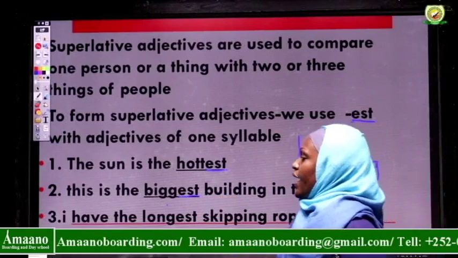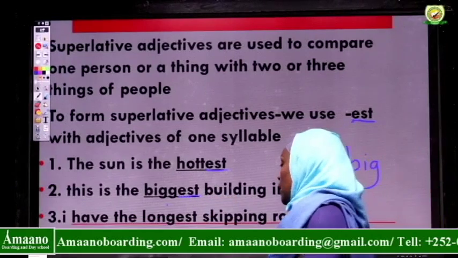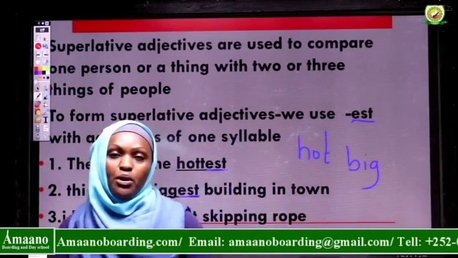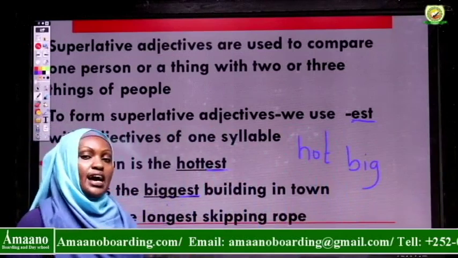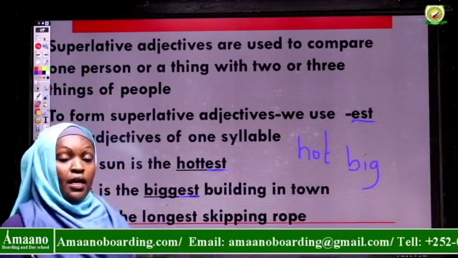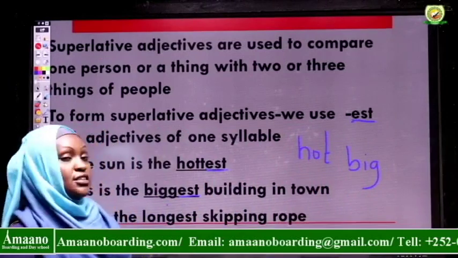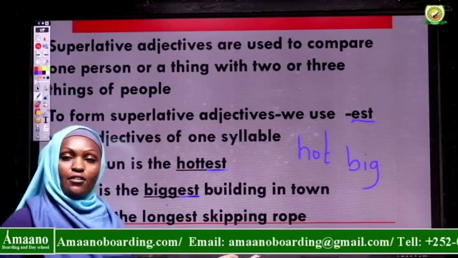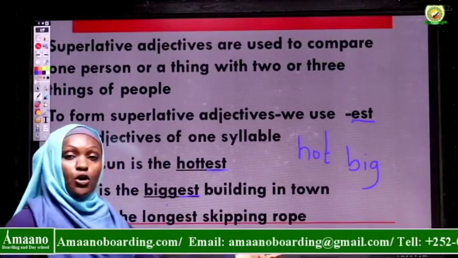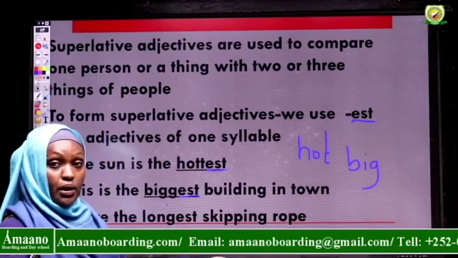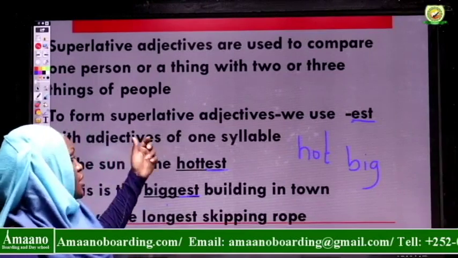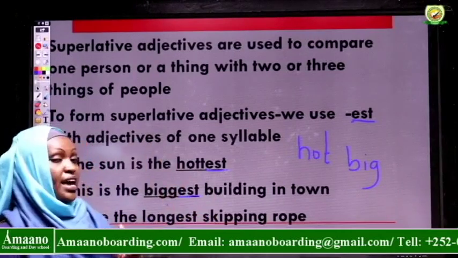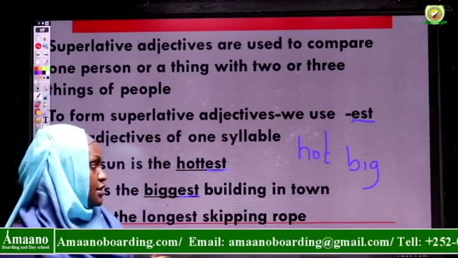Number 3, I have the longest skipping rope. If you are playing with your friends and everyone has a skipping rope, if you check around, you find that yours is the longest. So you will say, I have the longest skipping rope, comparing with other kids you're playing with. So this is how we form a superlative adjective, by adding EST.